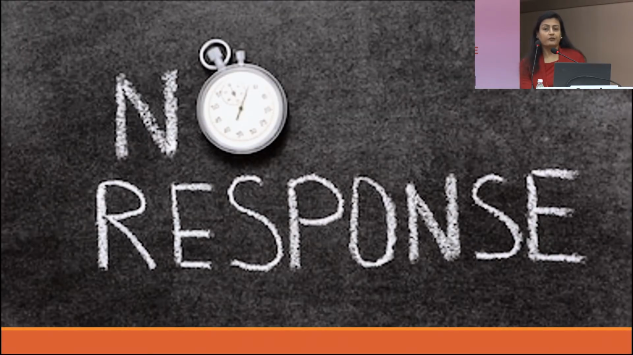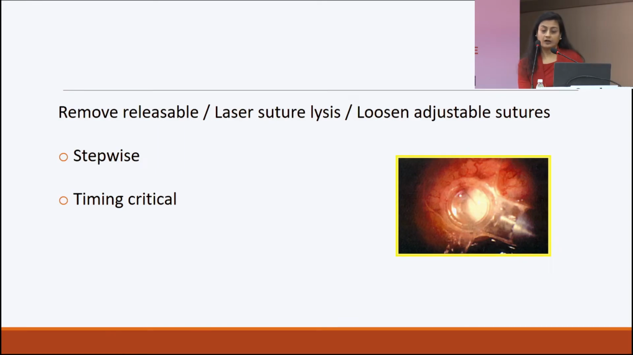But if this is not working, either with digital massage in the OPD, the flap is not opened up and the BLEB is not forming, or even after the patient is doing it at home, it is not working, then as Dr. Mayuri Madam just said, you can try any of these: remove a releasable, do a laser suturolysis, loosen your adjustable sutures. But always remember that if you do it, it has to be in a stepwise fashion. All releasables and all adjustables should not be manipulated at the same time, and timing is very critical because too early might lead to hypotony, delayed might not be effective, and it also depends on whether you have used an antimetabolite or not.